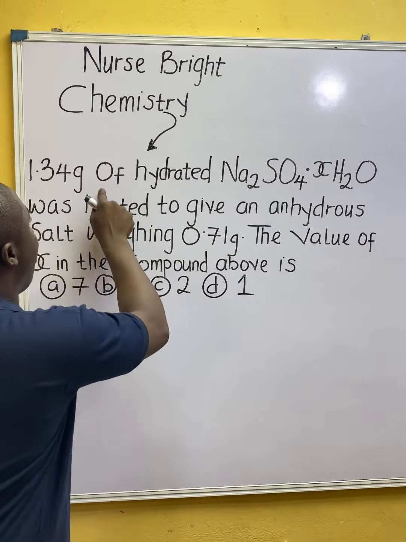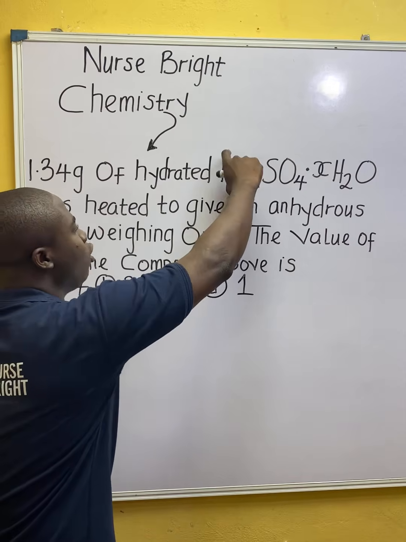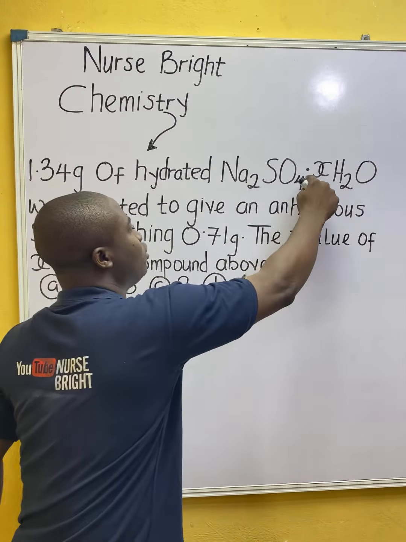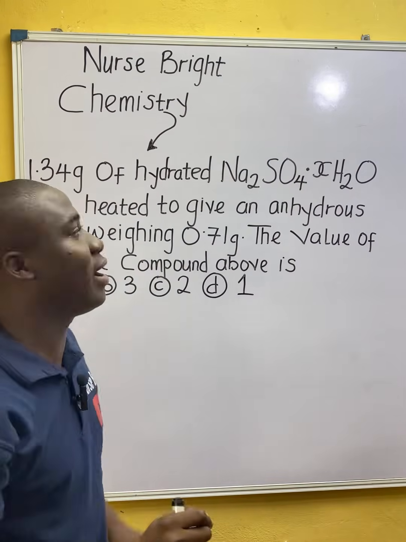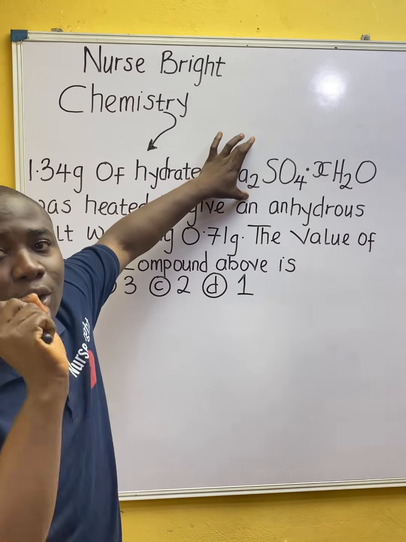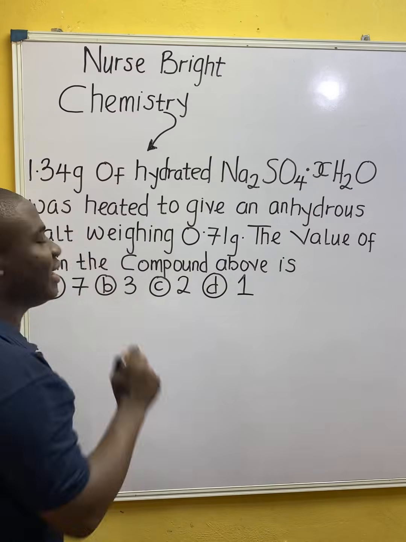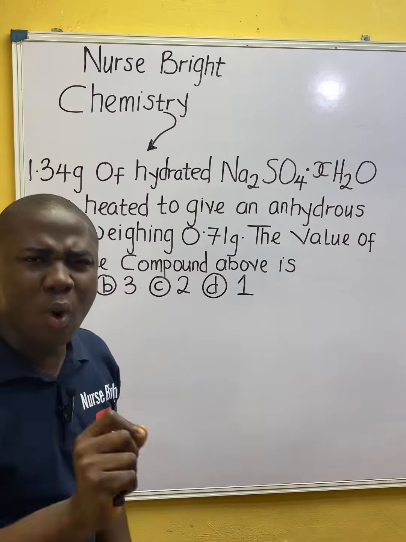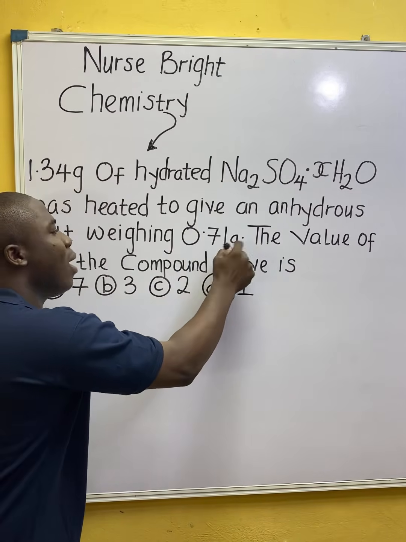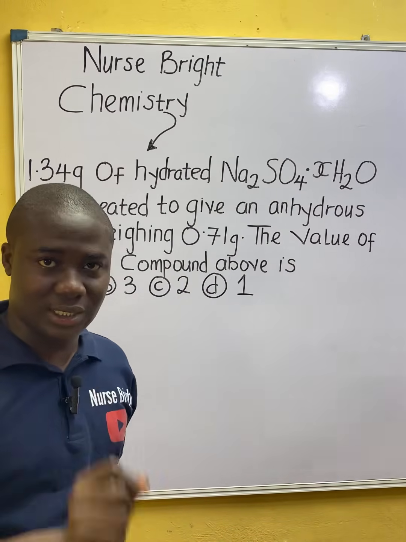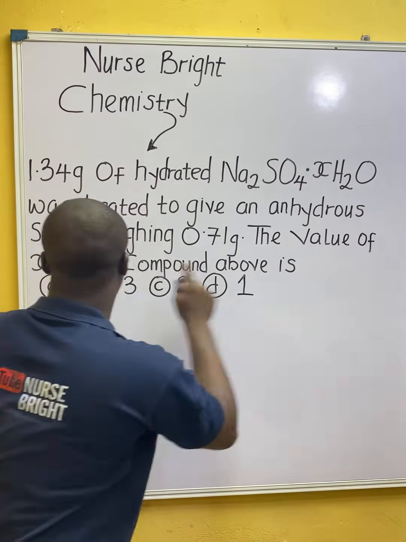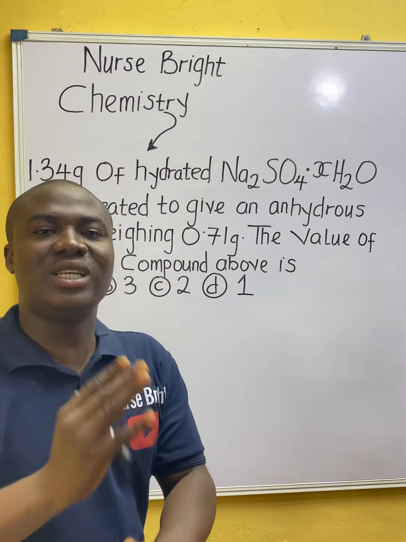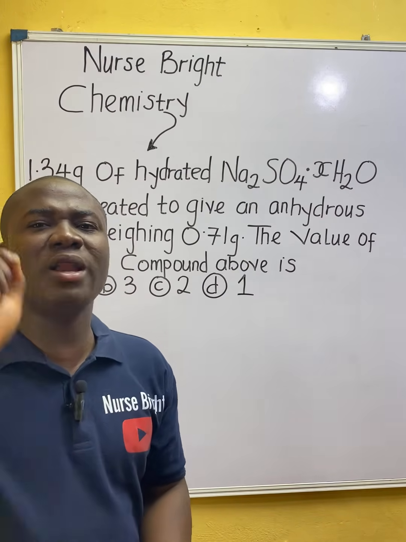1.34 grams of hydrated sodium tetraoxosulfate(VI), Na2SO4·XH2O, all right, this is the hydrated compound, was heated to give an anhydrous salt weighing 0.71 grams. Now the question says the value of X in the compound above is. Now this question is extremely easy.